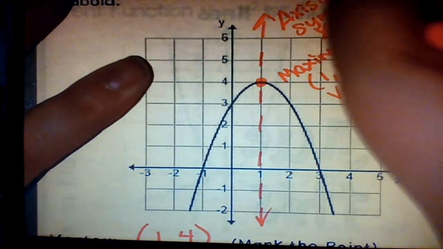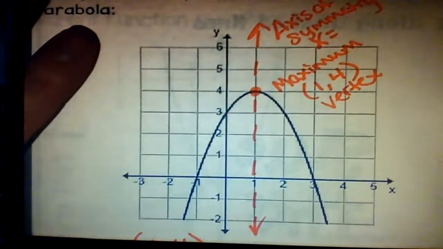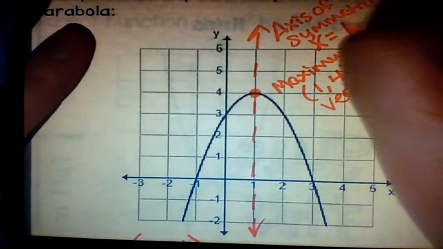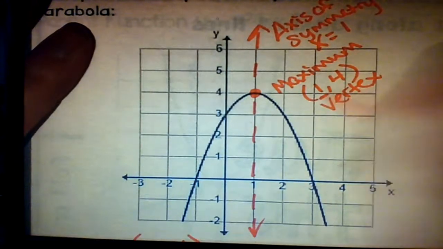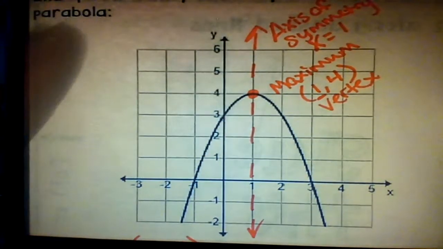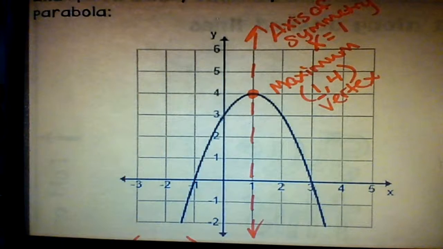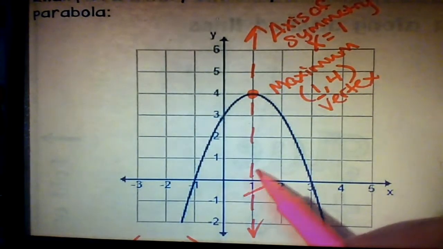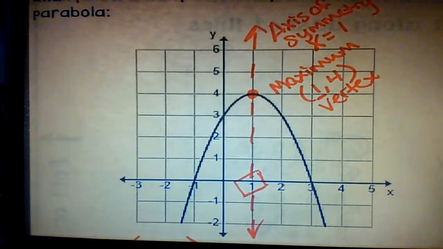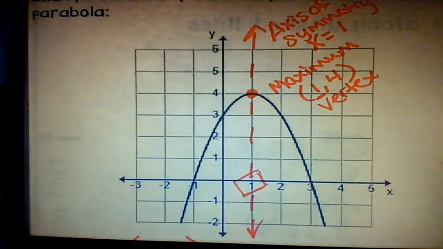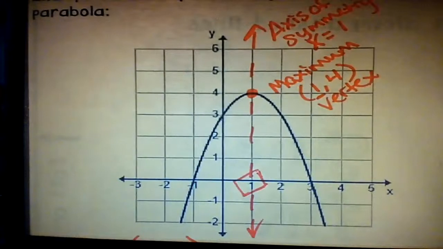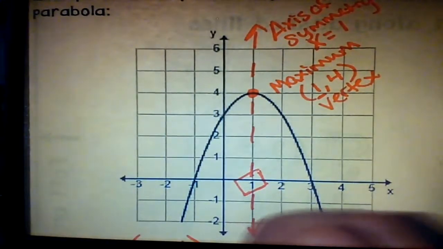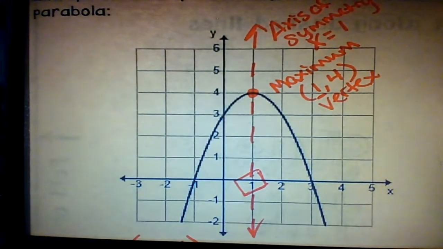And that's x equals what? 1. Remember, it's the x part of your vertex, and your points are always (x, y). Or when you draw it, take a look at where it crosses your x-axis. It crosses at 1. So the axis of symmetry is x equals 1.